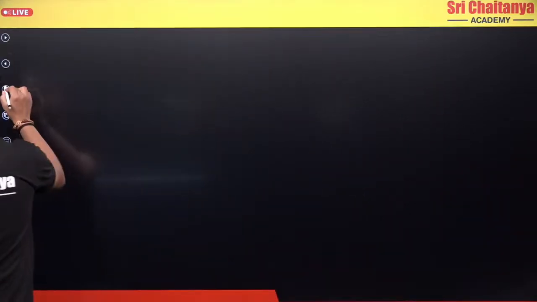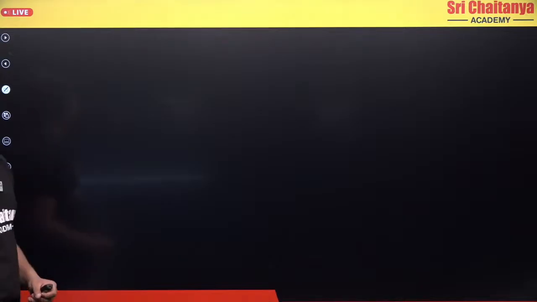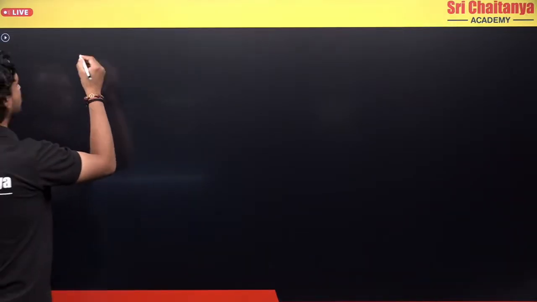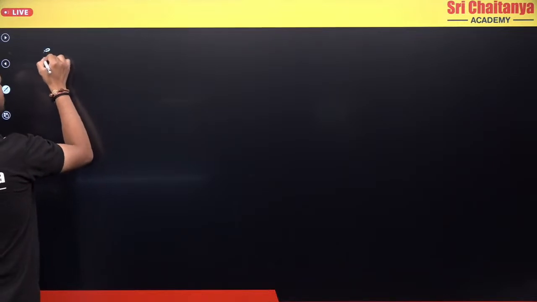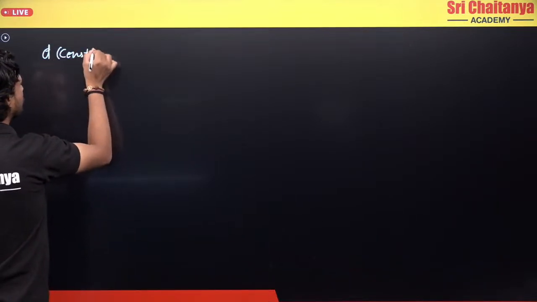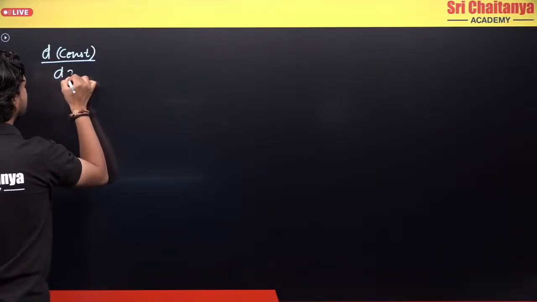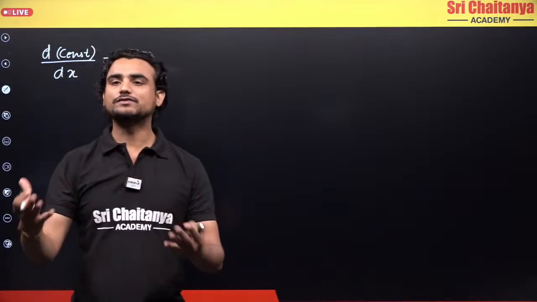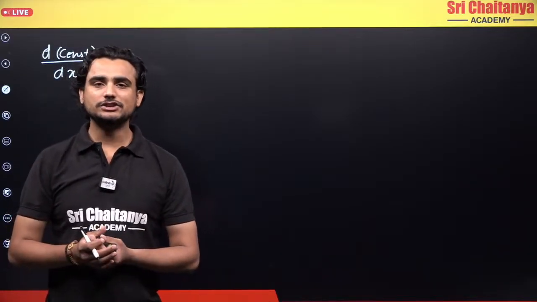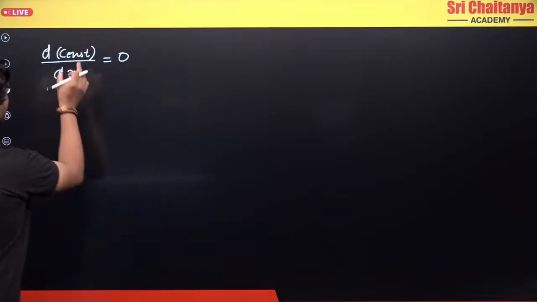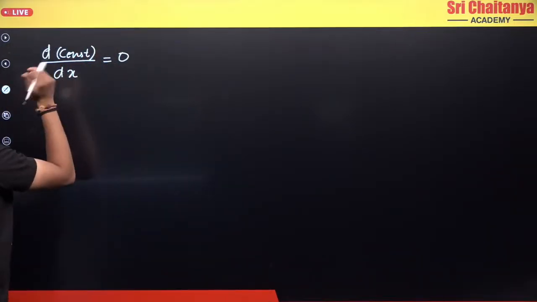Let's first do a quick revision of what we have done till now in differentiation. What are the formulas that we know? First is for a constant. Differentiation of a constant is equal to 0. Why? What is differentiation? Differentiation is the rate of change of one variable with respect to another. A constant does not change, so its derivative is 0.